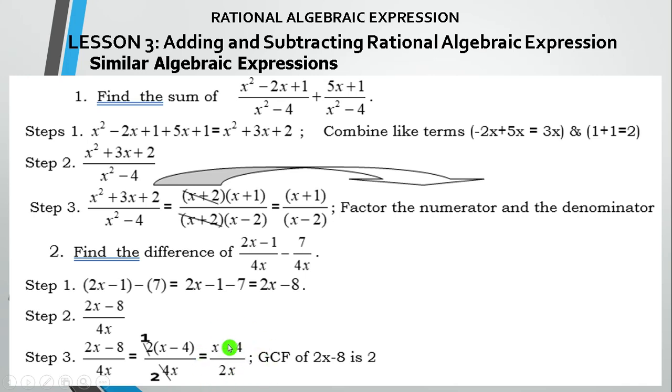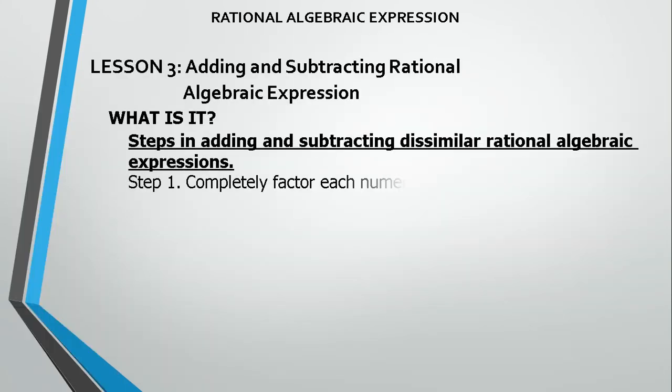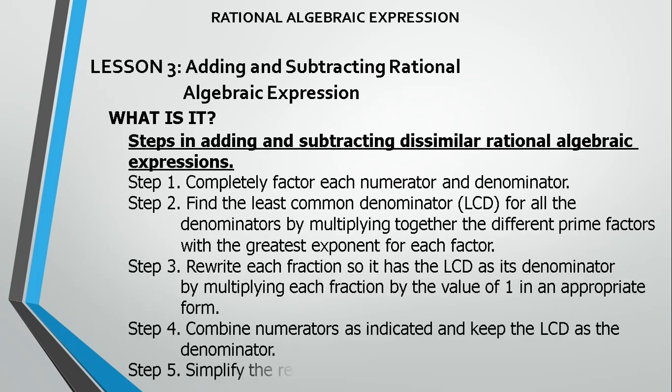Okay, so this is the adding and subtracting rational algebraic expression with similar denominator. Now, we'll go to adding and subtracting rational expression. This time, dissimilar ang kanilang denominator. So, ibig sabihin, hindi po makapareho yung denominator nila.